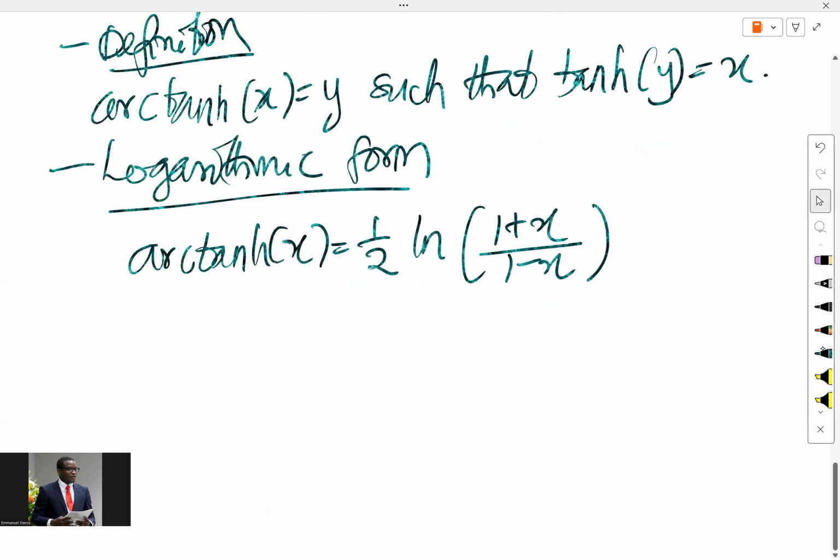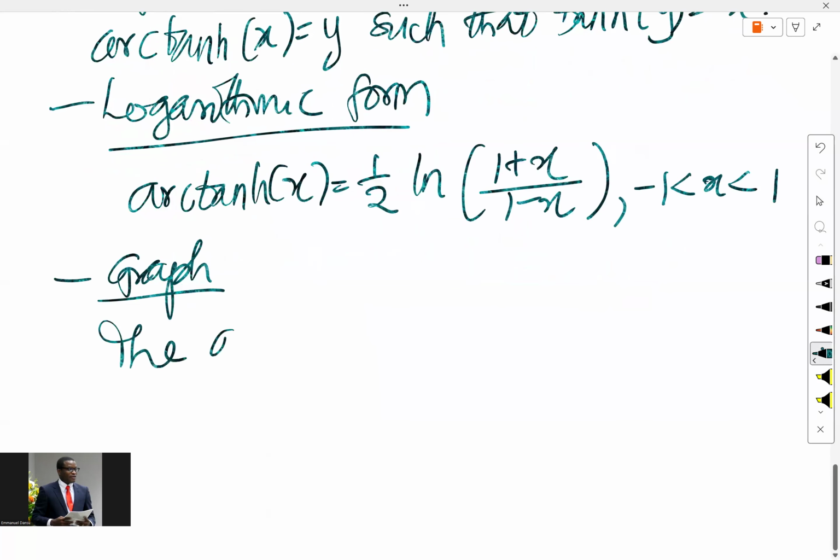And of course, here you have to see that x has got to lie between minus 1 and 1. So minus 1 is less than x and x is less than 1, meaning that the absolute value of x has to be always less than 1 because of the particular definition of the expression. And then let's talk about the graph of arctanh x.